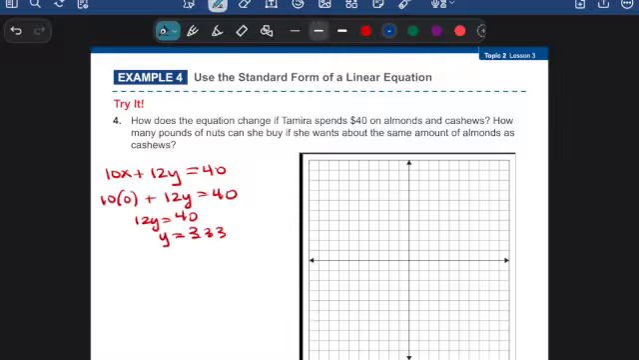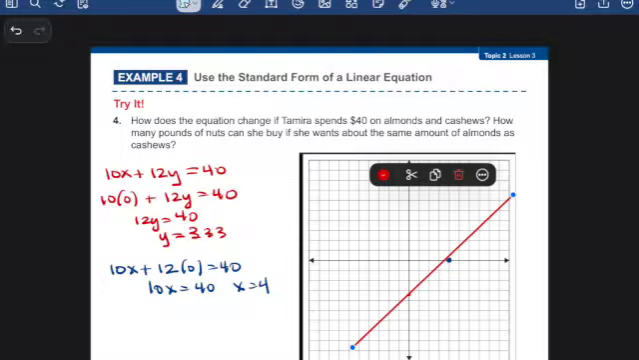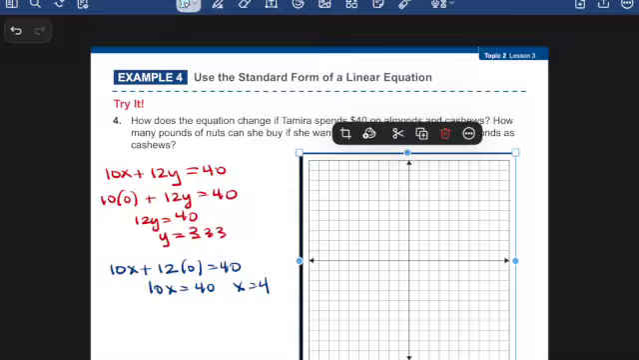Substitute 0 for y. X will equal 4. So there's my two intercepts. I have a point at x equals 4 and a point at y equals 3.33, 1, 2, 3, and a third. Okay. I'm going to connect these. Okay, just a little adjusting. I want to make sure I'm going through.